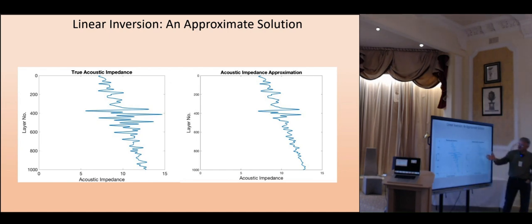But here to the right is the acoustic impedance I have calculated by taking Landau's model and doing a linear inversion in the good old style, a linear inversion of the data. I get this, and it looks pretty good. But of course, there are some problems.